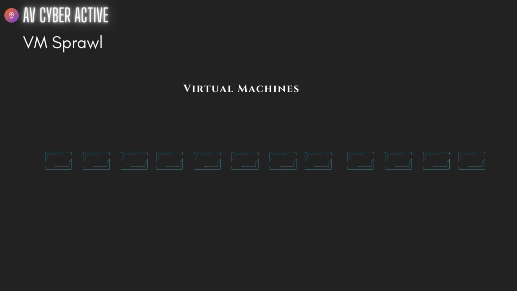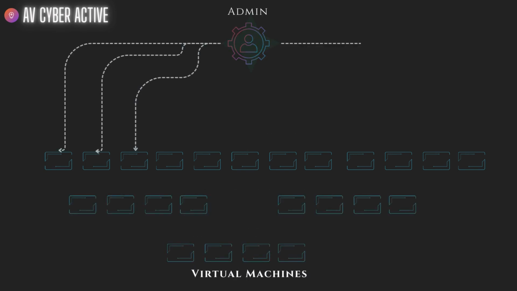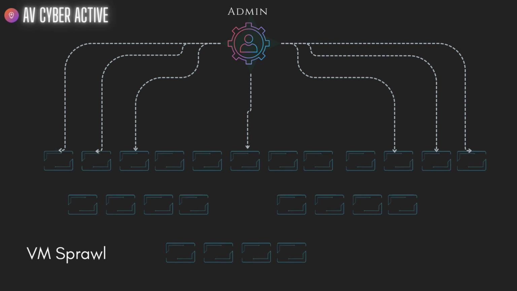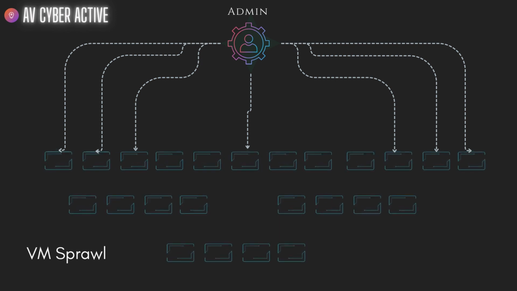Picture the scenario. Your organization has embraced virtualization and you're running numerous virtual machines on your hypervisor. As time goes by, you keep deploying new virtual machines to meet various needs, but there's a problem. Your virtual machines are multiplying like numbers. It happens when administrators create new virtual machines to meet specific demands, but forget to decommission or manage them effectively. The result is an excessive number of virtual machines, which can lead to several challenges.